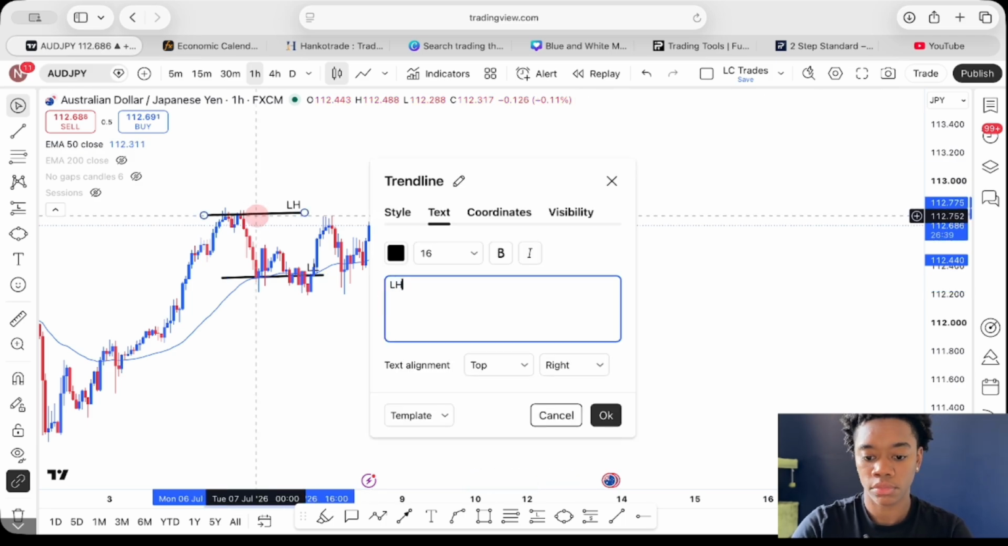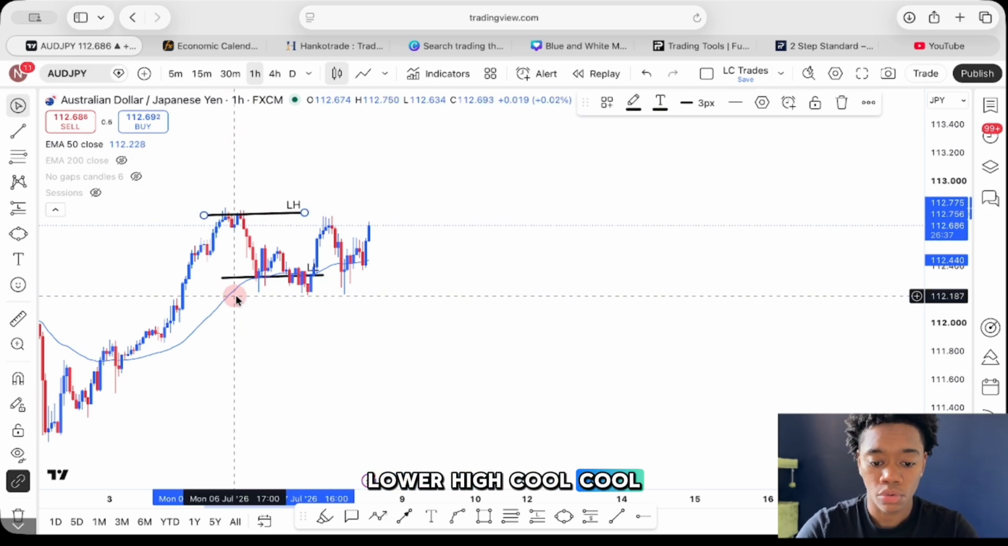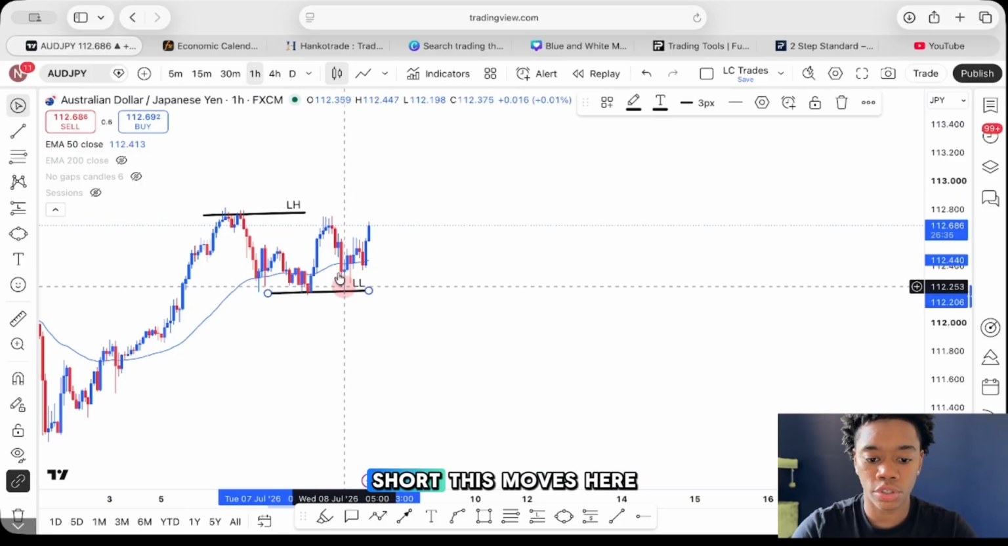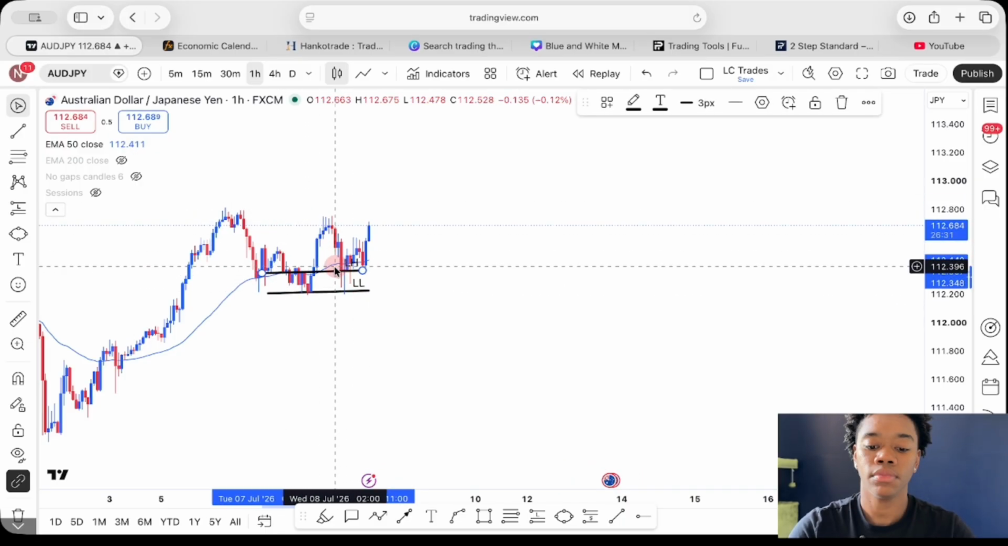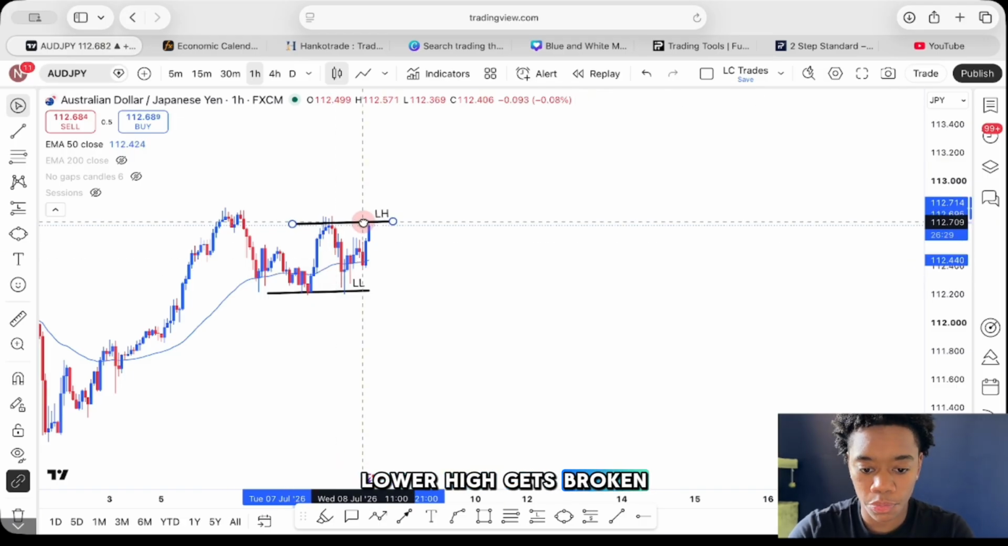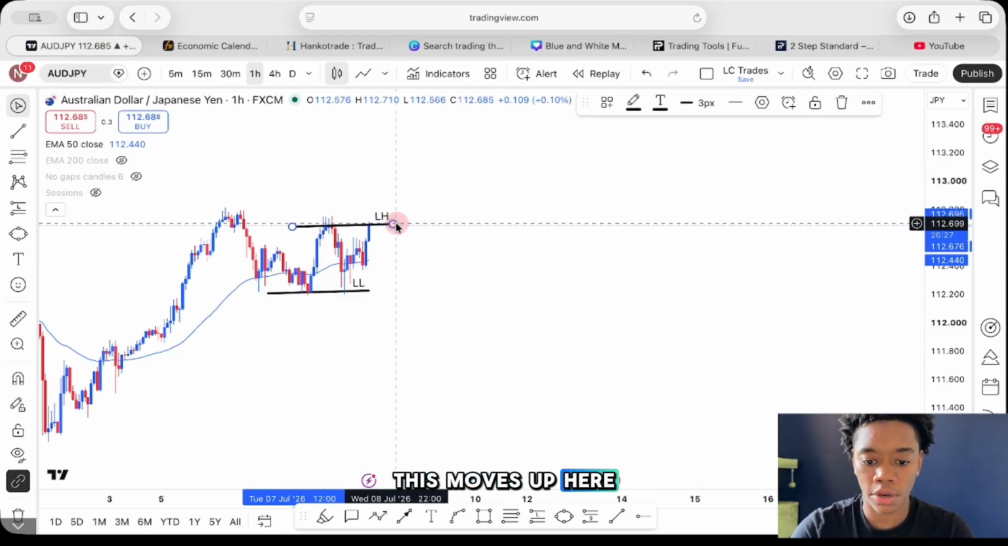Okay. This is the lower high. Long story short, this moves here, breaks the lows, makes a new lower high, new lower low. This lower high gets broken. This moves up here. Cool.